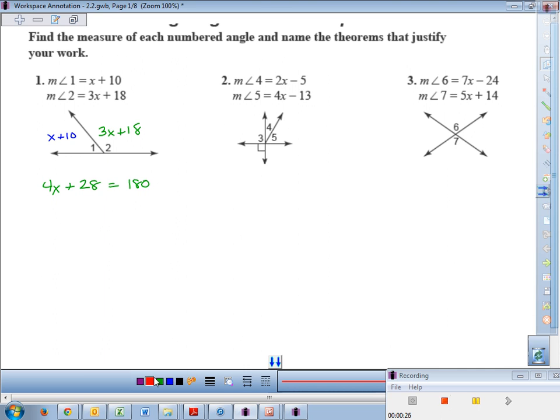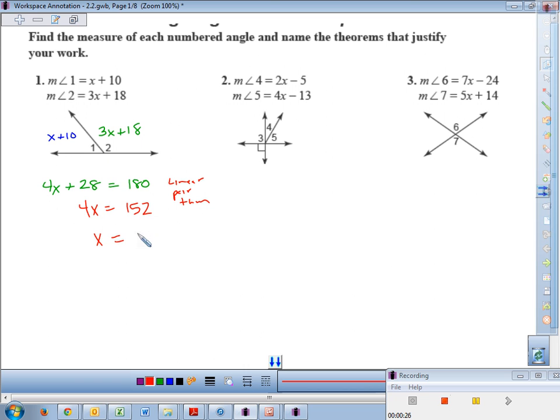Justify it right away. We did a bad job of justifying next to the equation. What is our justification for this situation? The linear pair theorem says that's why we can write that equation. Solve for x. Help me out. Subtract 28, right? What is 180 take away 28? Very nice. Then divide by 4.